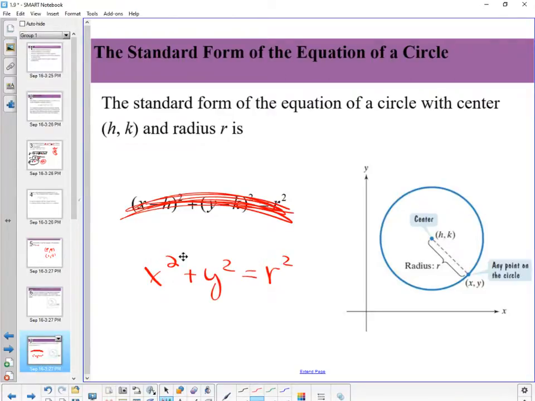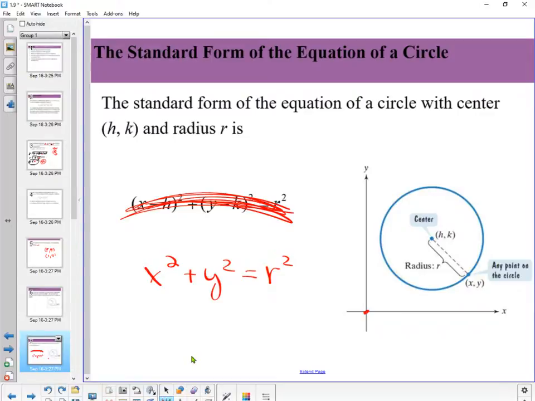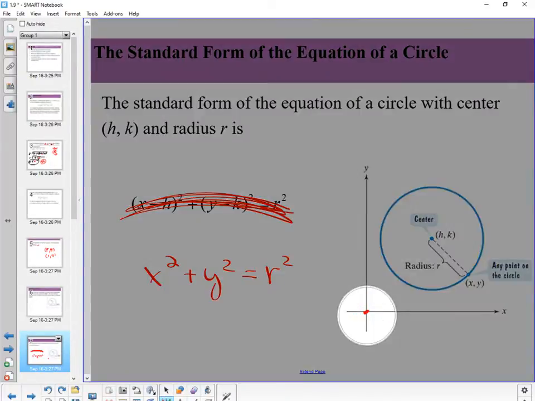So if we're looking at, this is one that's off center, but if we just had a circle here, that's a beautiful circle. Hold on, I could do better than that. Let's see here. Whoa, Nelly.